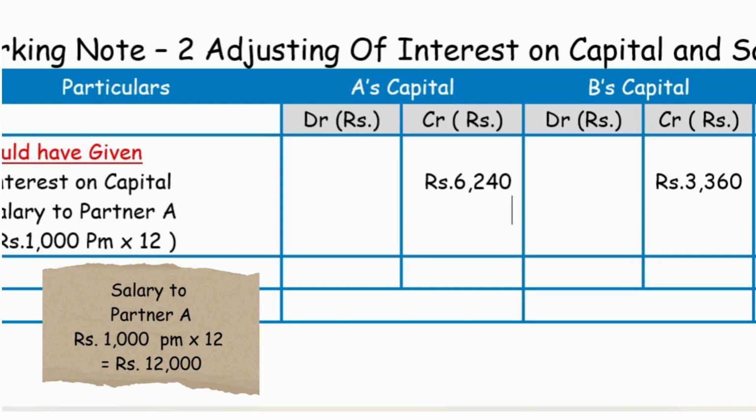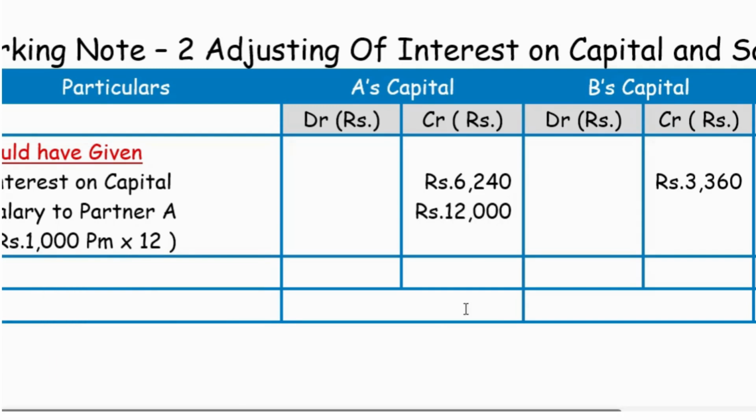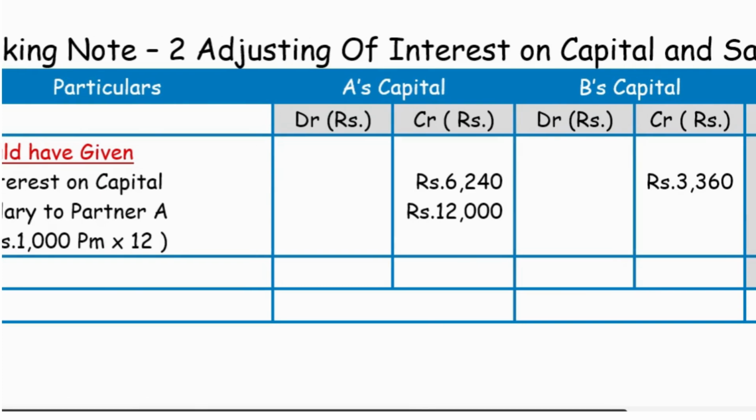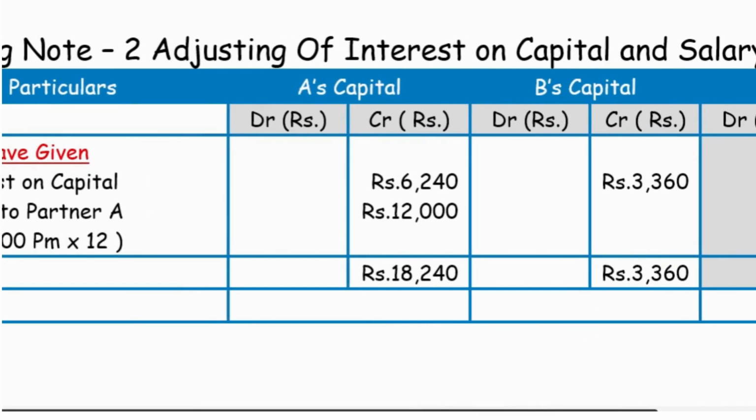He is to get a salary. He should have received it before the distribution of profit. So partner A is supposed to receive an overall 18,240, whereas partner B is supposed to receive an amount of 3,360. This is the amount that they should have received.